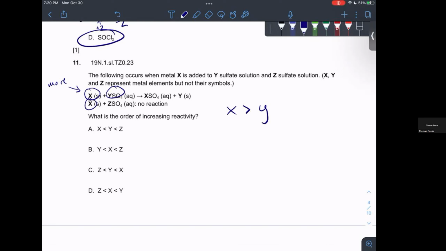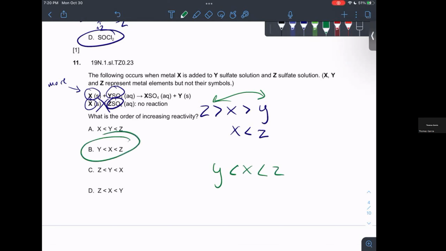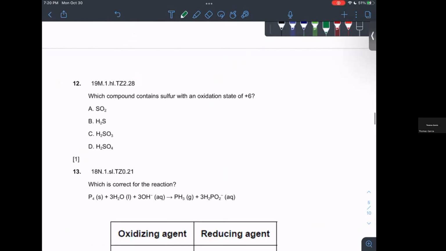And the second one, X does not react with the thing. Therefore, X is less reactive than Z. Therefore, Z is the most reactive, then X, and Y. This says increasing reactivity, so we're just going to flip-flop it. So we're going to go Y, X, Z. Turns out the answer is B.